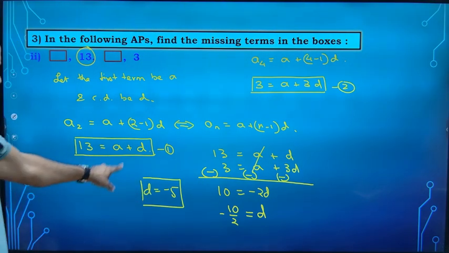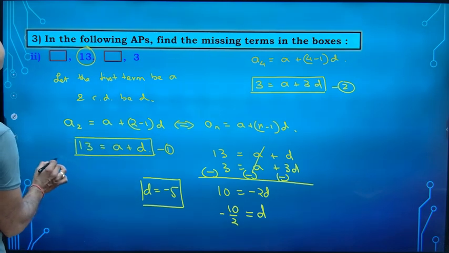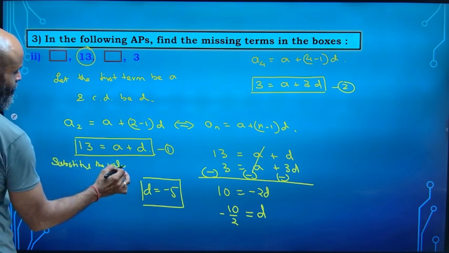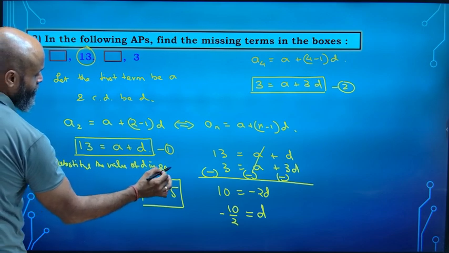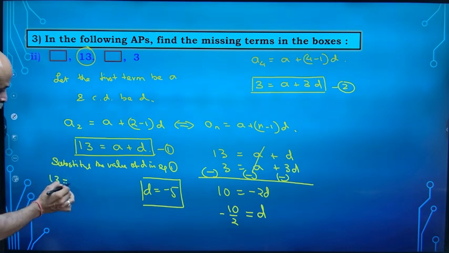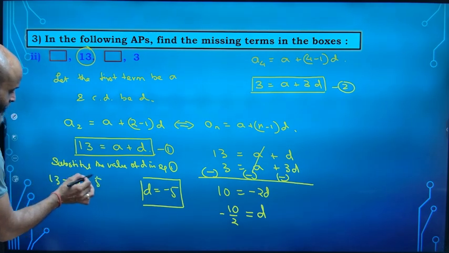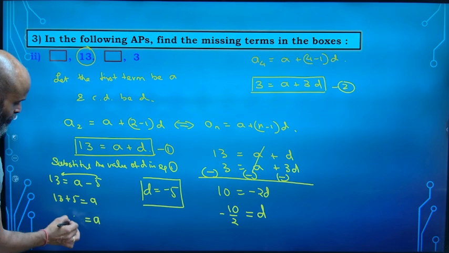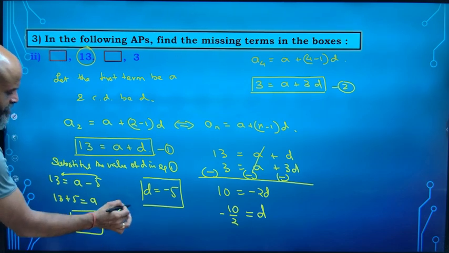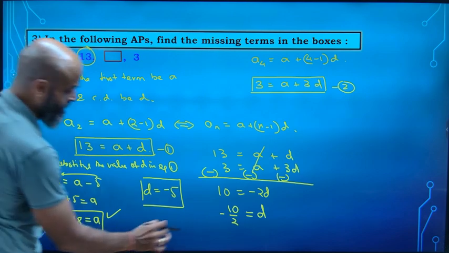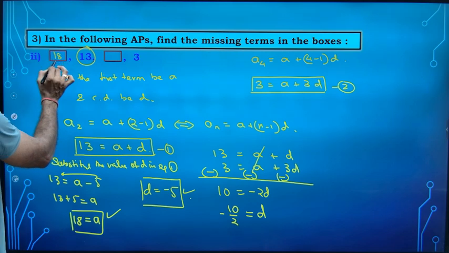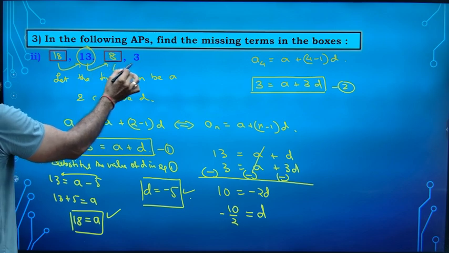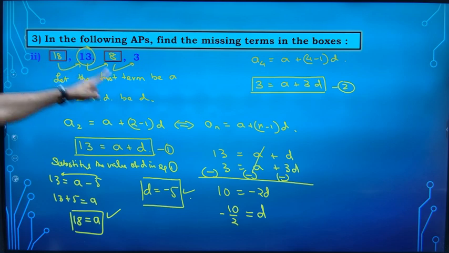Now A, how do we find out A? Substitute the value of D in equation 1. So what do we get here? 13 is equal to A minus 5. If we transpose the term here, 13 plus 5 is equal to A. So A is equal to 18. So the first term here is A, that is 18, and D is minus 5. So 18 minus 5 is 13. 13 minus 5 will be equal to what? 8. 8 minus 5 is equal to 3. So the missing terms here are 18 and 8.